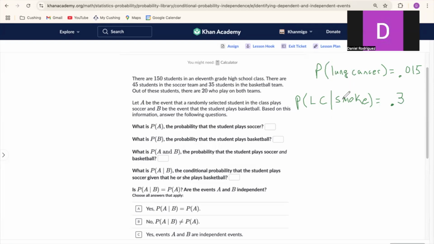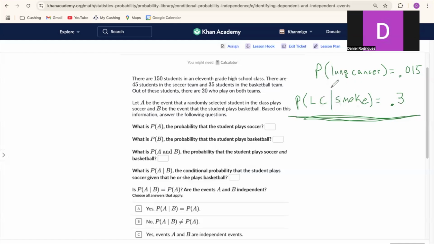So what this is evidence of is that these two things are not independent of each other. It's evidence that one thing affects the other. There's only a 1.5% chance you get lung cancer, but given that you smoke, that number goes up to something like 30%. So clearly these two things are linked. Clearly one is not independent of the other. Clearly you're more likely to get lung cancer if you smoke.